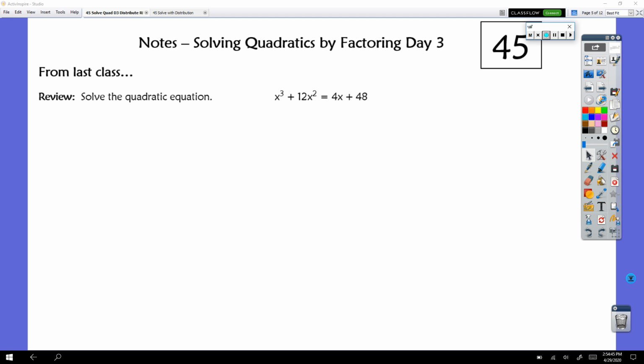Hey guys, these are our notes for our third day of solving quadratics by factoring, and what's new today is we're going to be using the distributive property as we are solving. But let's review what we did from last class.